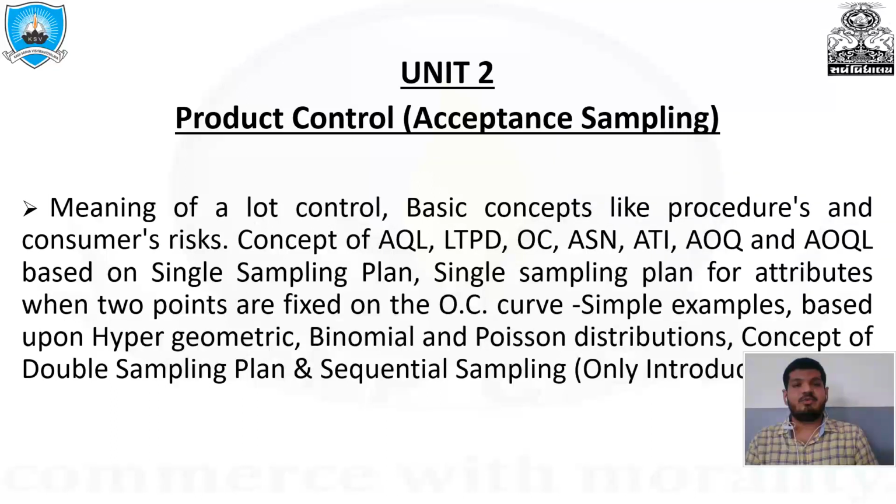Proceeding further, unit 2 is product control, that is acceptance sampling. So meaning of lot control we are going to study in this unit, basic concepts like producers and consumers risk, concept of AQL, LTPD, OC, ASN, ATI, AOQ and AOQL. These all are based on a single sampling plan. Now single sampling plan for attributes when 2 points are fixed on the OC curve, and concept of double sampling, and we are also going to study simple examples based upon hypergeometric, binomial and Poisson distribution.